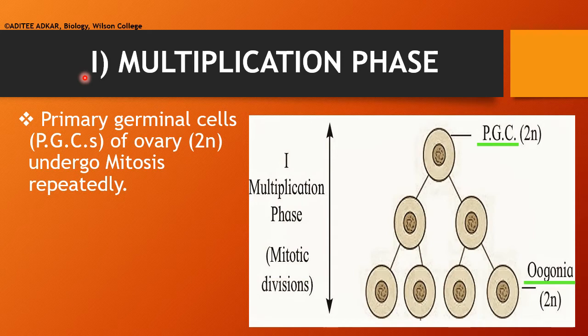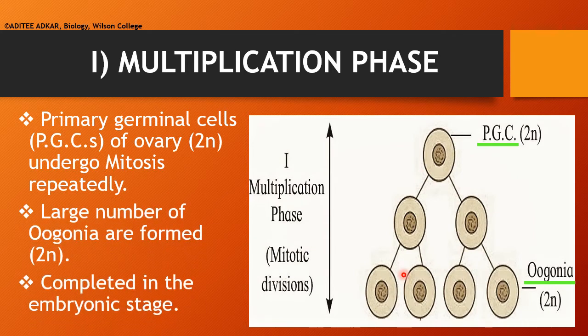The first phase of oogenesis is the multiplication phase. In this phase, the primordial or the primary germ cells present in the ovaries undergo mitosis repeatedly. They form a large number of cells known as the oogonia. As the cell division taking place here is mitosis, there is no change in the chromosome number. The primordial germ cells as well as the oogonia are both diploid. This stage of oogenesis is completed in the embryonic phase itself.